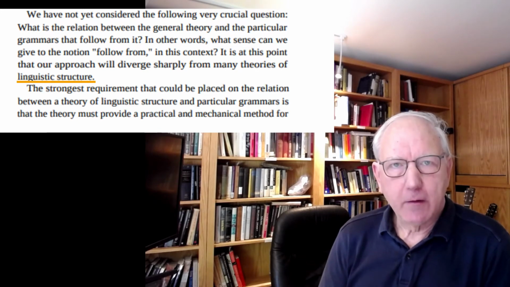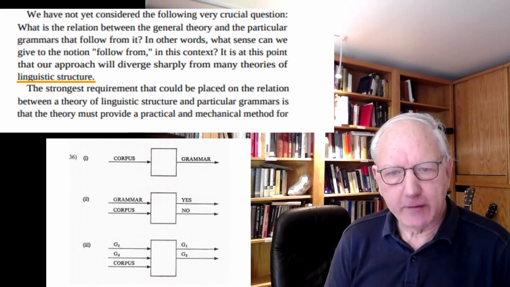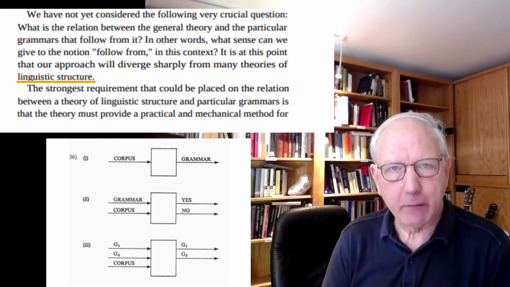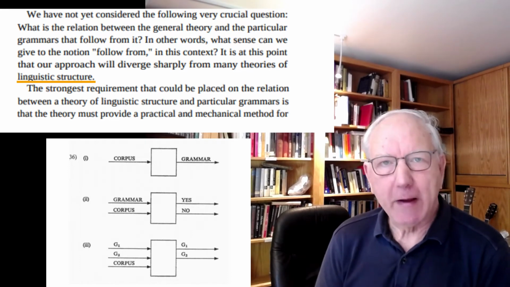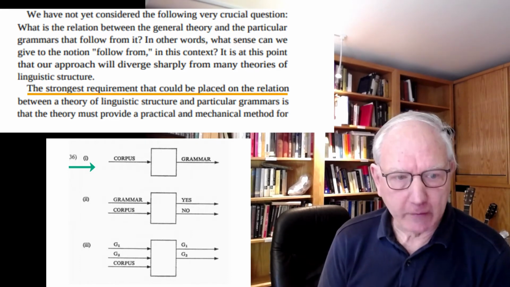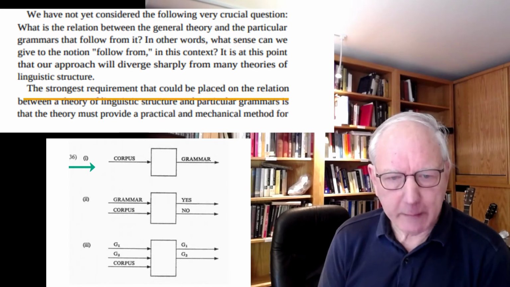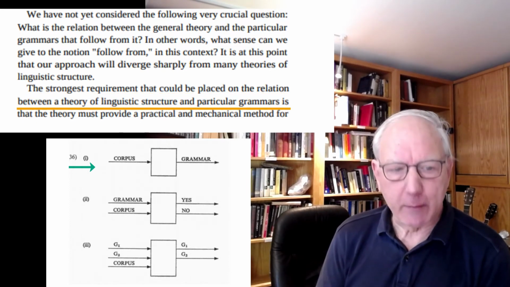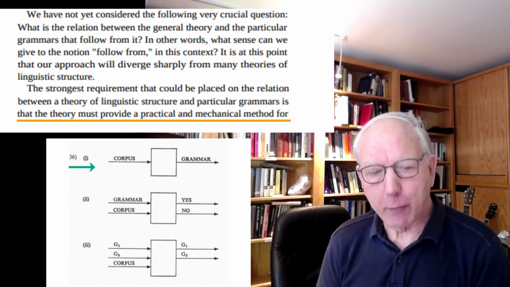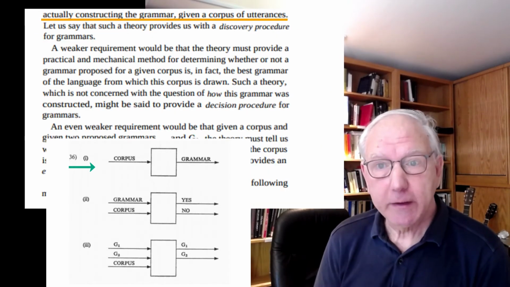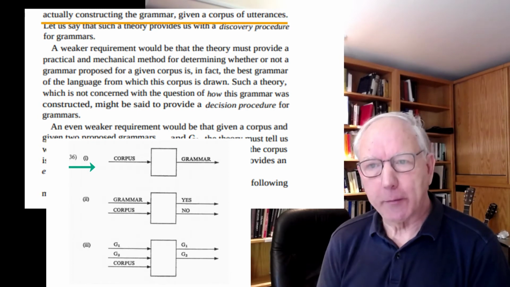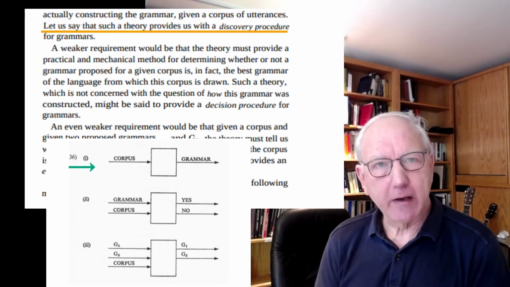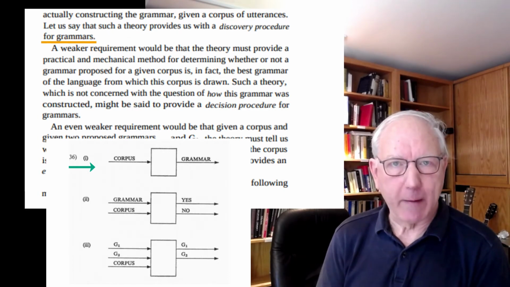Okay, so we're going to look now at three models, and these are the three models on item 36 on the next page. Let me read what Chomsky says about the first model, which he calls the strongest. The strongest requirement that could be placed on the relation between a theory of linguistic structure and particular grammars is that the theory must provide a practical and mechanical method for actually constructing the grammar given a corpus of utterances. Let's say that such a theory would provide us with a discovery procedure for grammars.